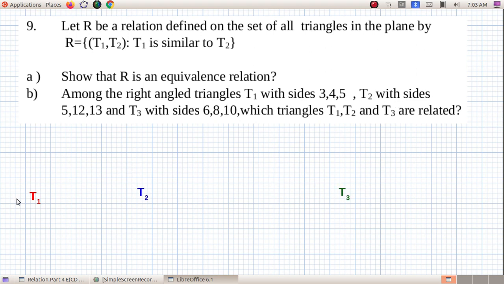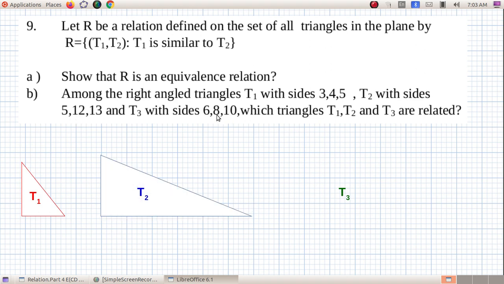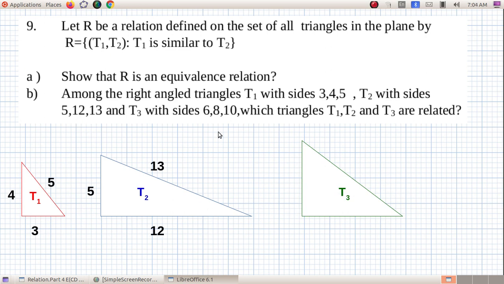Let us draw the triangle T1. The sides of T1 are 3, 4, 5, a small triangle. Next is T2, with sides 5, 12, 13, and another one with sides 6, 8, 10. Three triangles T1, T2 and T3. The sides of the first triangle are 3, 4, 5. Next is 12, 5, 13. Next is 8, 6 and 10.